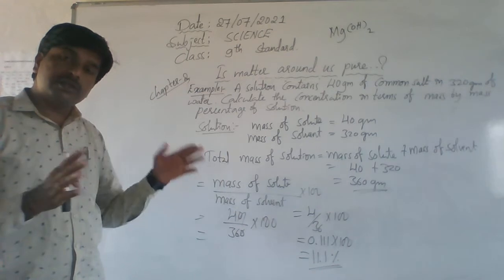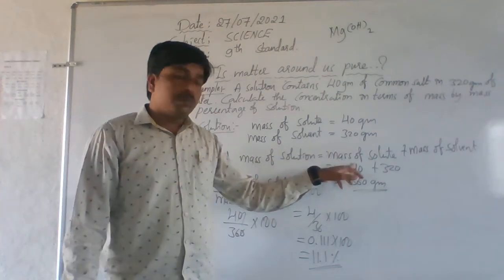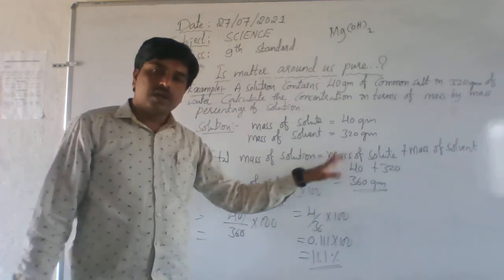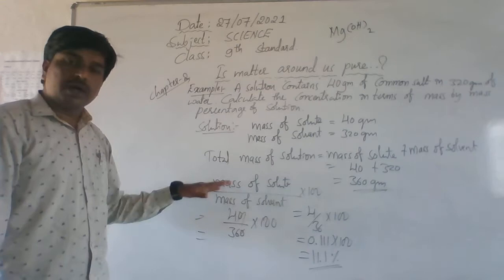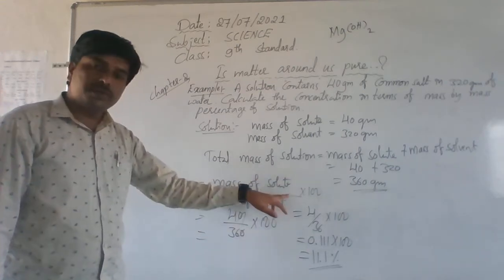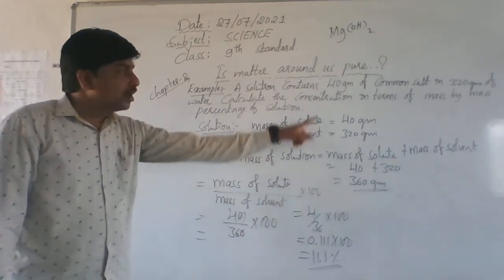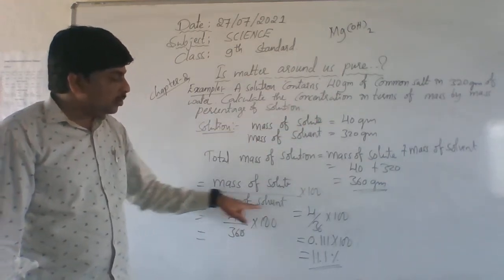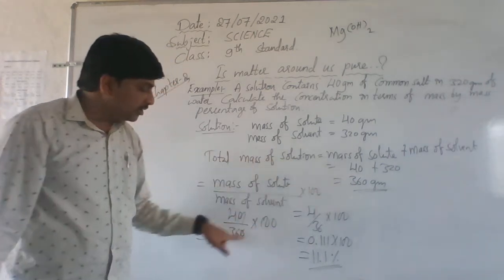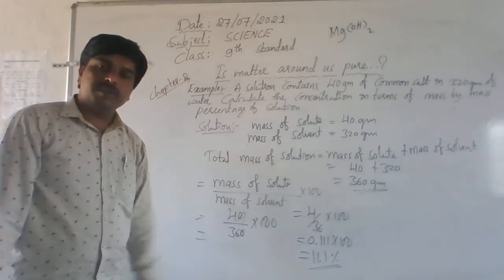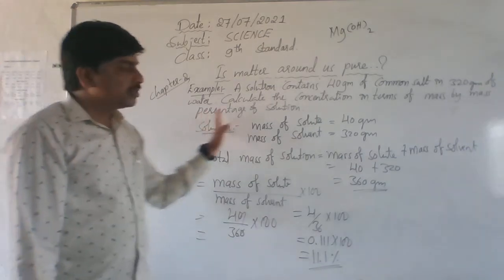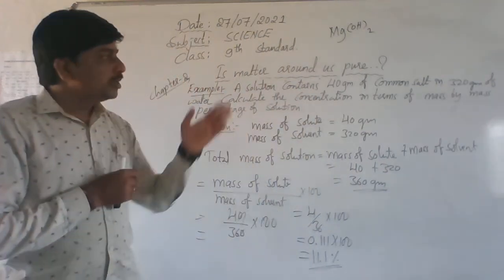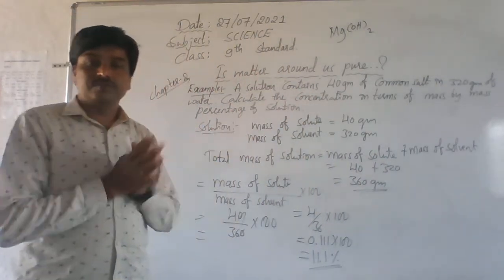First we have to calculate the total mass of solution by adding mass of solute plus mass of solvent. After calculating this, then use the formula: mass of solute divided by total mass of solution into 100. Mass of solute is 40 gram, divided by the total mass, 360, into 100. Just simplify it and finally you get the answer. So this is the method of how to calculate the concentration of solution by using mass by mass percentage of solution. Clear or not?